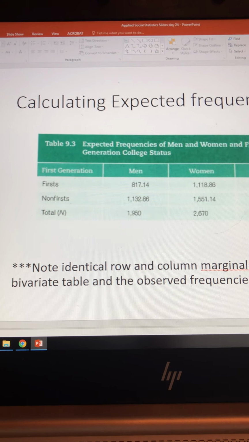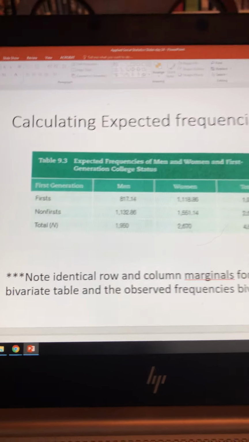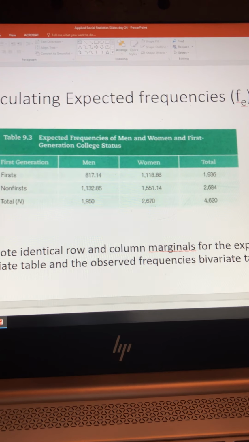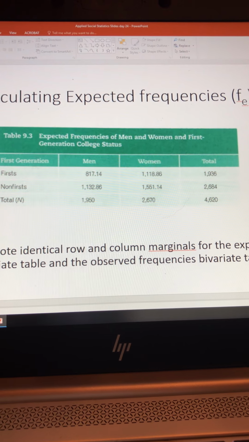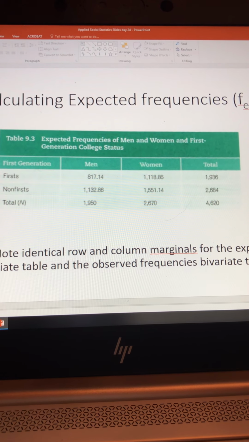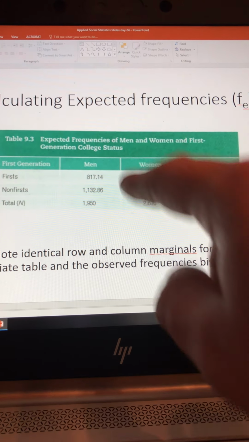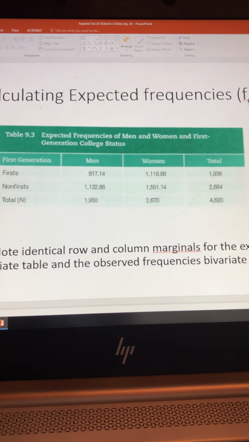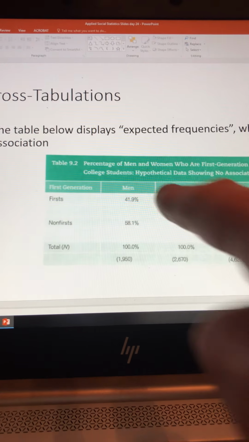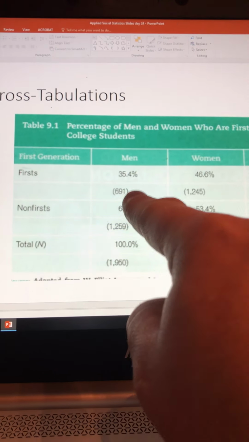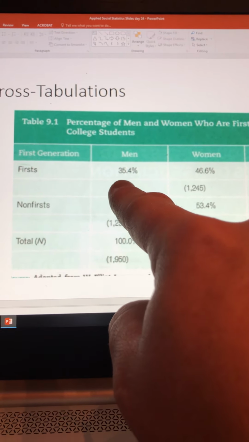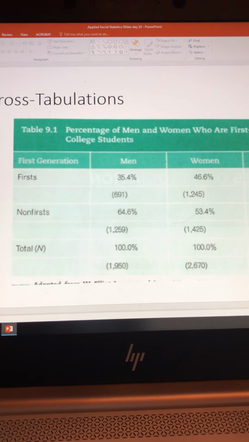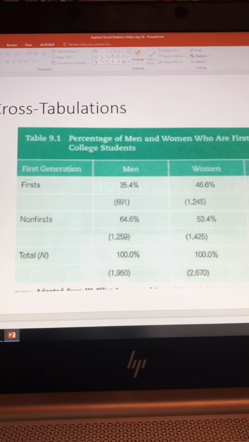So what you're going to do is you're going to have a table of observed frequencies. You're going to have to recreate the table of expected frequencies. So basically what this is saying is that if there were no relationship, we'd expect about 817 men in our sample to be first-generation college students. And if you look here, we have 691. So we'd expect there to be more men first-generation students than there are if there were no relationship. That's sort of what's going on here.